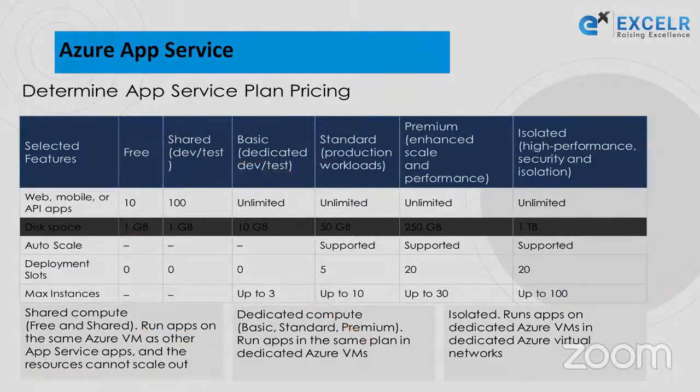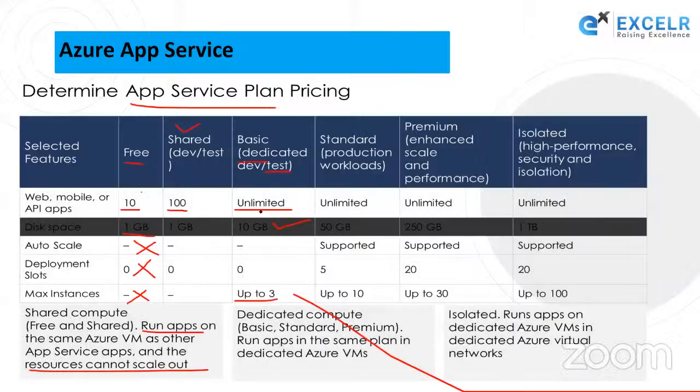So in this case, you are going to get a dedicated compute resource, which will help you run your resources under the basic, standard, or premium plan. All apps will run in the same dedicated Azure VM. Then we have a standard plan where we can host production workloads. You can have unlimited apps, and it provides disk space of 50 GB. Auto scaling is supported with standard. You have 5 deployment slots.